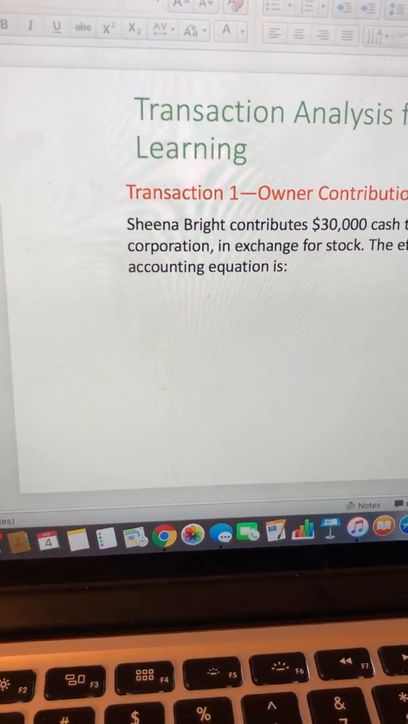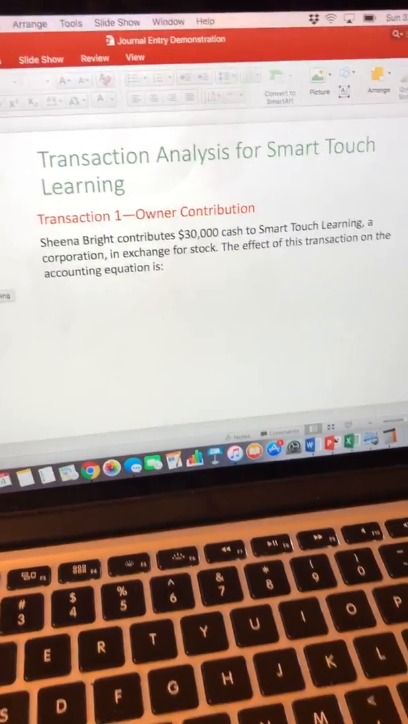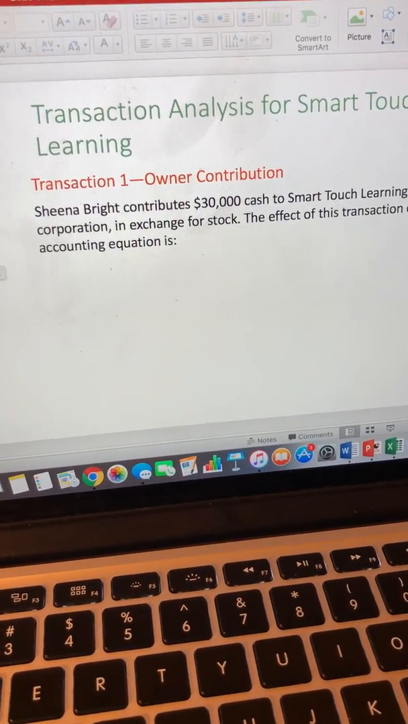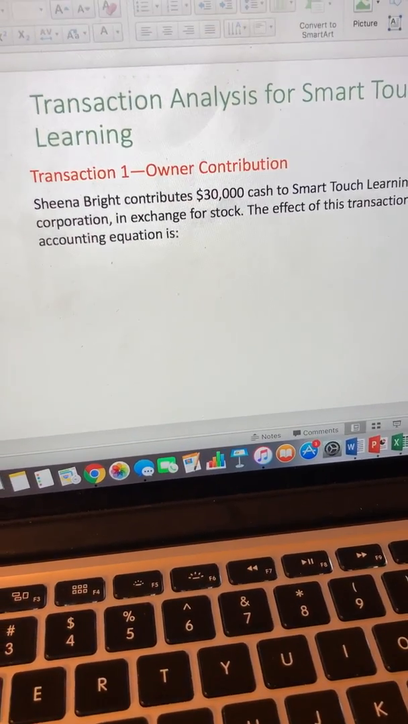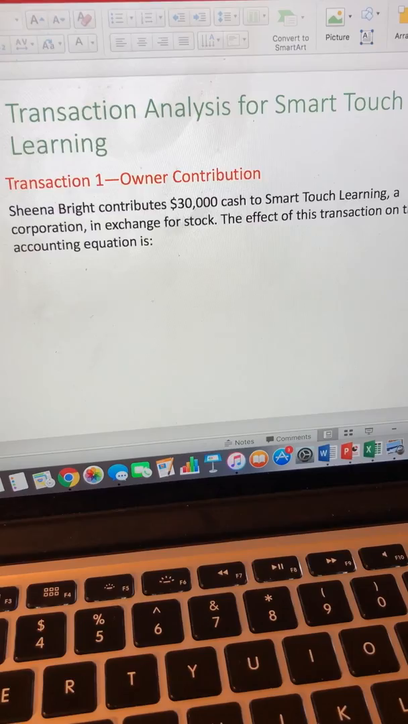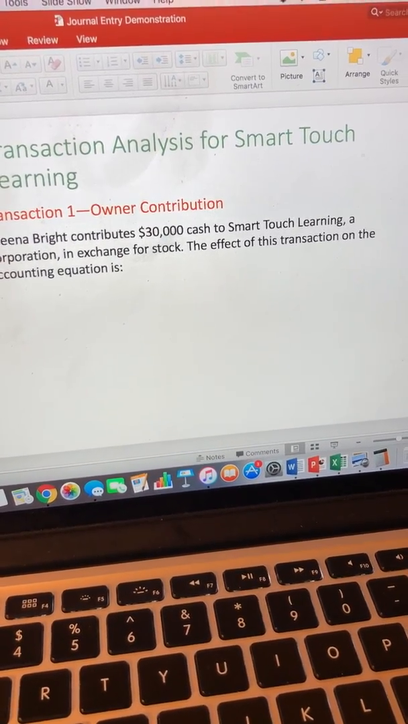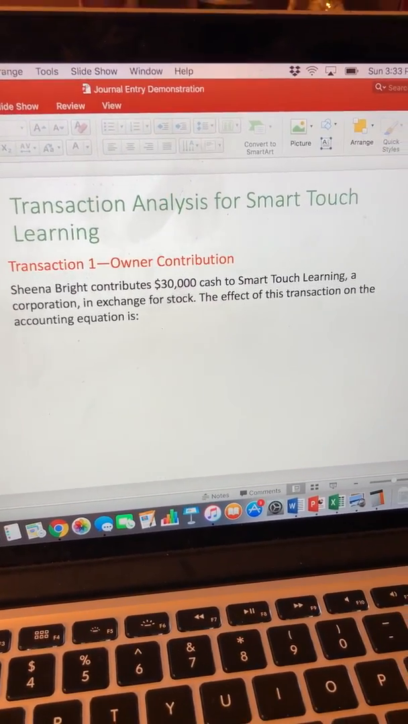The first 3 were done for us, but I'm going to show you again how to do them. Transaction number 1 shows the owner contribution was the name of the transaction. Sheena Bright contributes $30,000 cash to Smart Touch Learning in exchange for stock. The effect of the transaction on the equation is, so basically we're looking for what do we debit, what do we credit here. So we have to think about it.